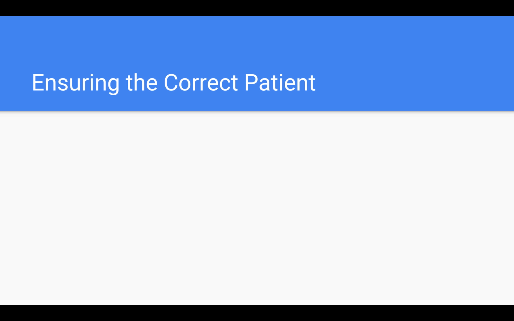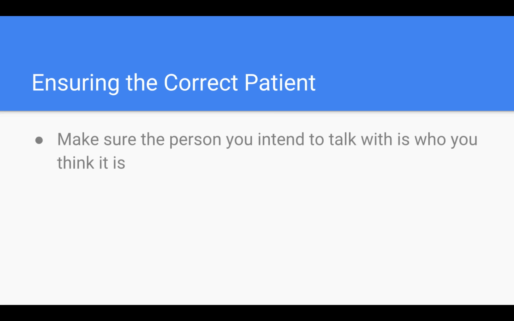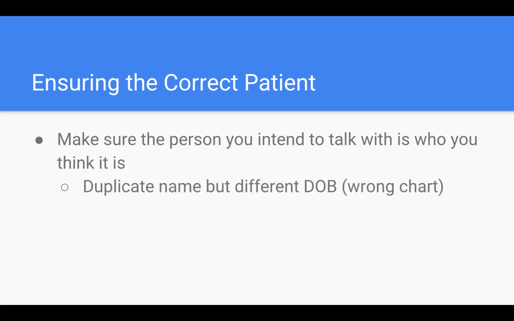So the first thing we need to do is make sure that the patient we call in the waiting room is the patient that we intend to see. That may seem pretty obvious, but you'd be surprised at how often mistakes can be made. Some of the reasons those mistakes can be made relate back to things that are specific to audiology and some of those that are more generalized to just healthcare in general.